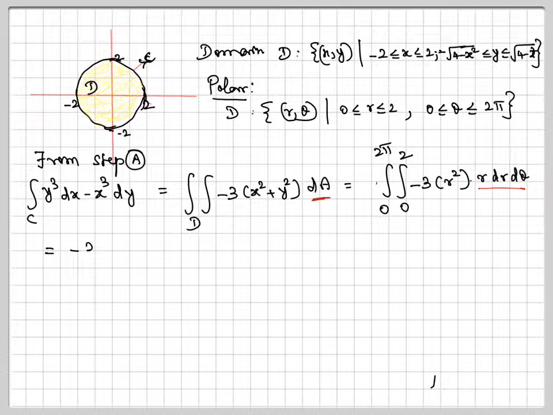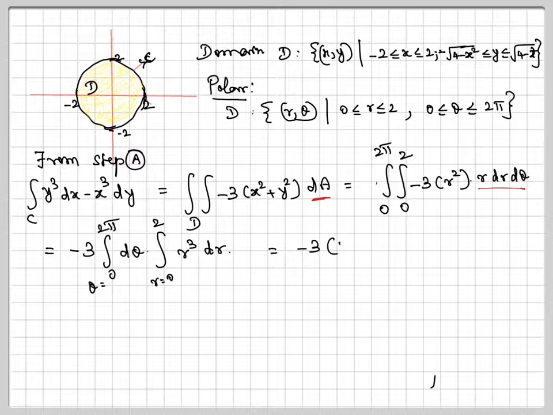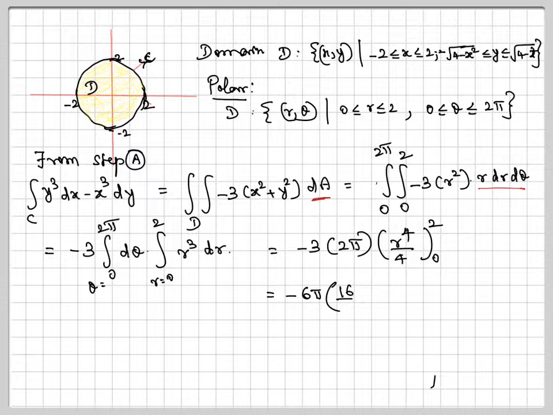Now, we can write this as negative 3 times the integral from 0 to 2 pi of d theta. We can separate r and theta because they are all definite limits. Times the integral from 0 to 2 of r cubed dr, which is negative 3 times 2 pi times r to the power 4 over 4 between 0 and 2. Computing this, we get negative 6 pi times 16 over 4, which is negative 24 pi. So that is the value of the line integral.